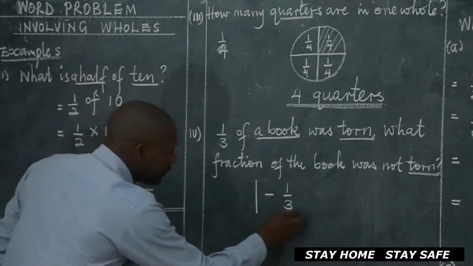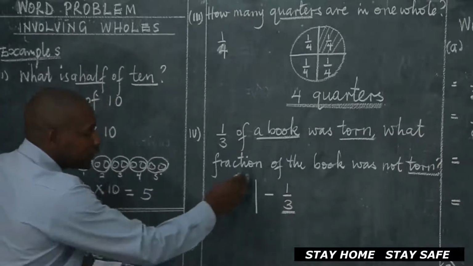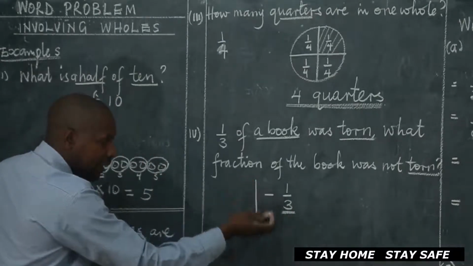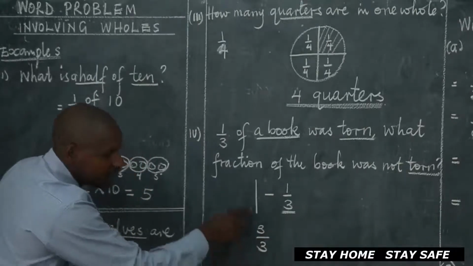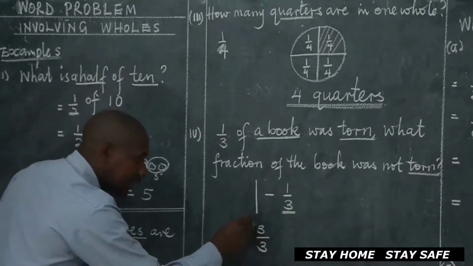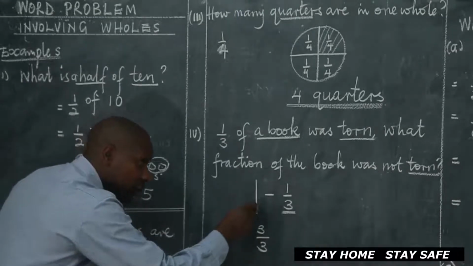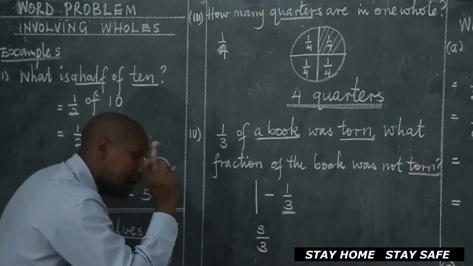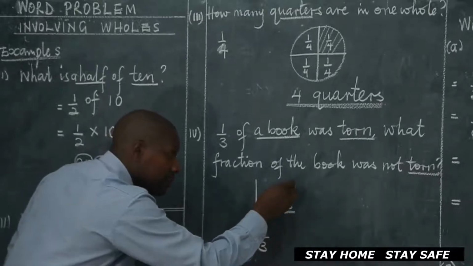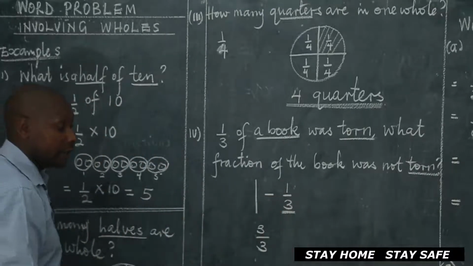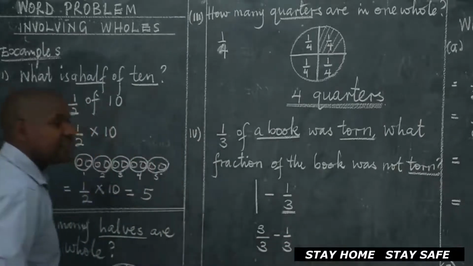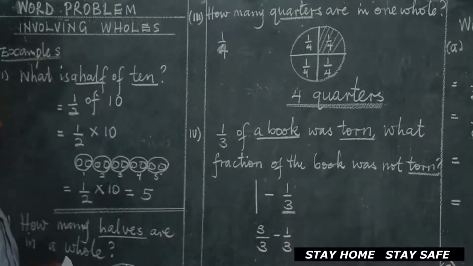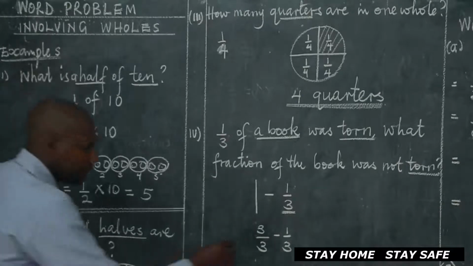Now, we are going to use these three to describe this whole, okay? And how is it done? It will be 3 out of 3. 3 out of 3 is the same as a whole, okay? I remember telling you that this whole is representing a book, the whole book. But we've removed the part which was torn. And we have said the torn fraction was a third. Which fraction was not torn?